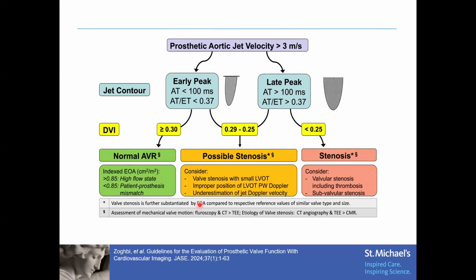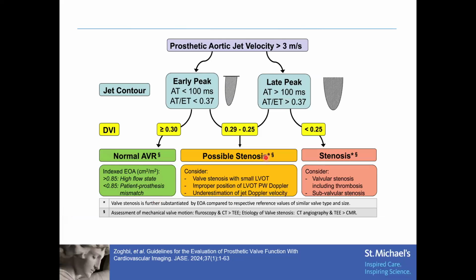After you've done that and you've brought yourself to either normal or stenotic, you may be somewhere in the middle where it could be possible stenosis. There's a few other possibilities to think about. So you want to look at the EOA, indexed EOA, and that's to see if the patient has possibly patient prosthesis mismatch. So let's say the valve seems to open normally, the DVI is normal, but the indexed EOA is very low, less than 0.85, then maybe the reason why the gradients are so high and the velocity is so high is because the valve itself is just too small for the patient. So that's why it's important to look at the indexed EOA.